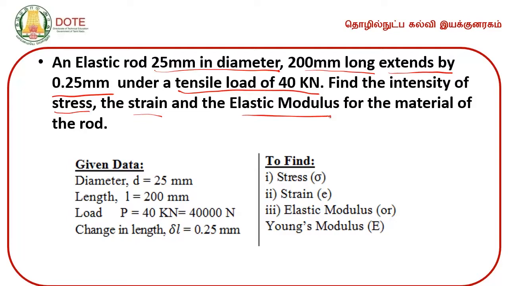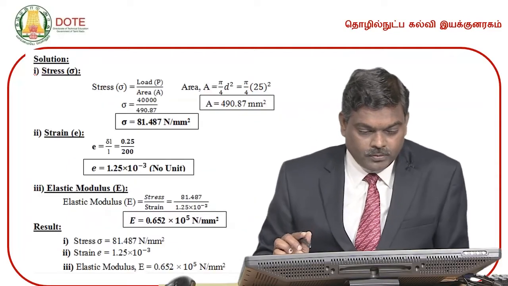So what are the given data? Diameter of the rod is given as 25 mm, length is given as 200 mm, load is given by 40 kilonewton, this is equal to 40,000 Newton, and the change in length del L is given 0.25 mm. What is to be found out? We have to find stress, strain and elastic modulus or Young's modulus. These three data are required. Now we will go to the problem.